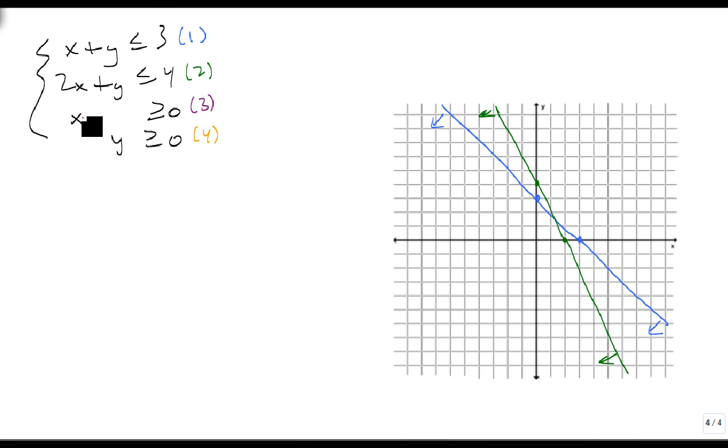But we've got lines 3 and 4. x is greater than or equal to 0 is a vertical line straight down here, shading this way. And y is greater than or equal to 0 is a horizontal line that wants to shade up. And the only region that all 4 lines want to shade is this one right here. And that is how we graph systems of inequalities.